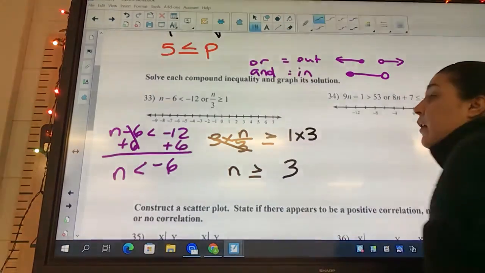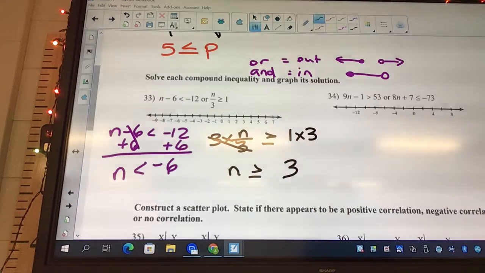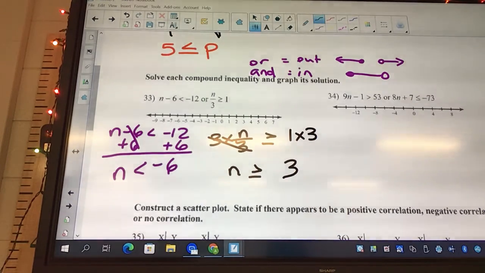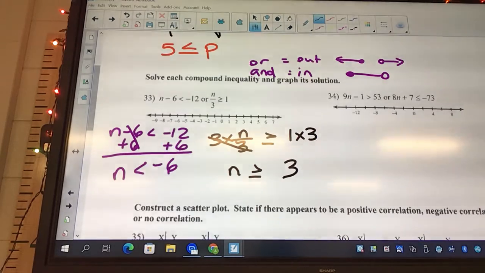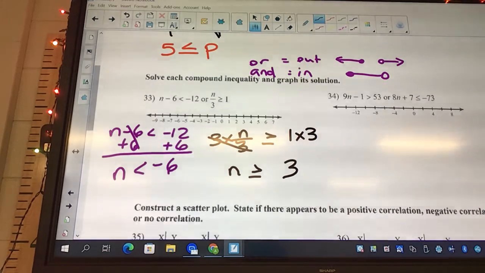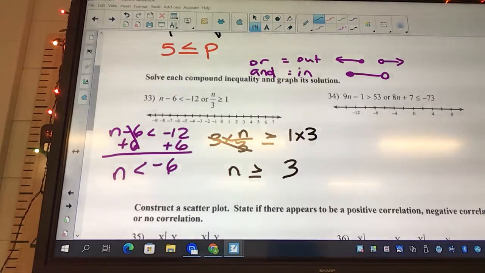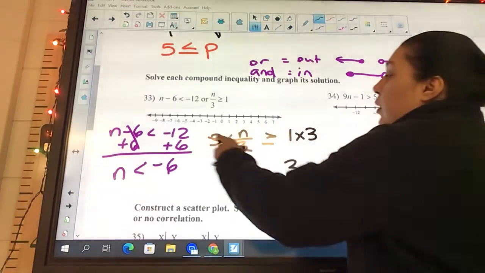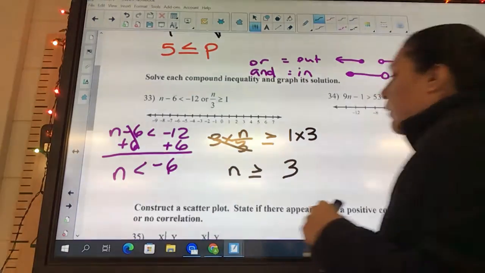No. Okay, what would have to be negative in order for us to flip? The 3. Okay, so the number that's with the letter needs to be the negative in order for us to flip. So even if I get a negative 3 for an answer, and the 1 was a negative, it doesn't matter. But the 3 would have to be negative, this 3 that we're multiplying or dividing by.